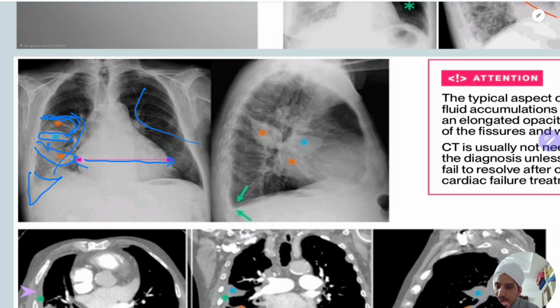and other than the horizontal fissure also you can see this type. This is the horizontal fissure, and here, and there is blunting also. So loculated, and see here the costophrenic recess is blunted. This is the oblique fissure, this is the horizontal fissure. Okay, and this is the loculated collection. Cardiomegaly is also there.